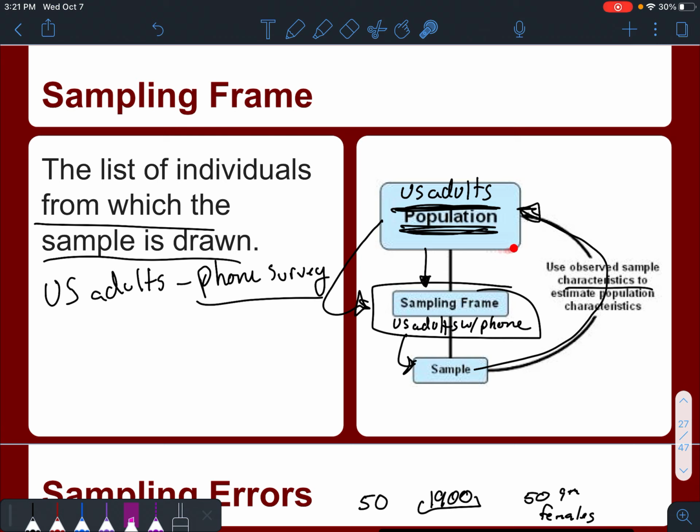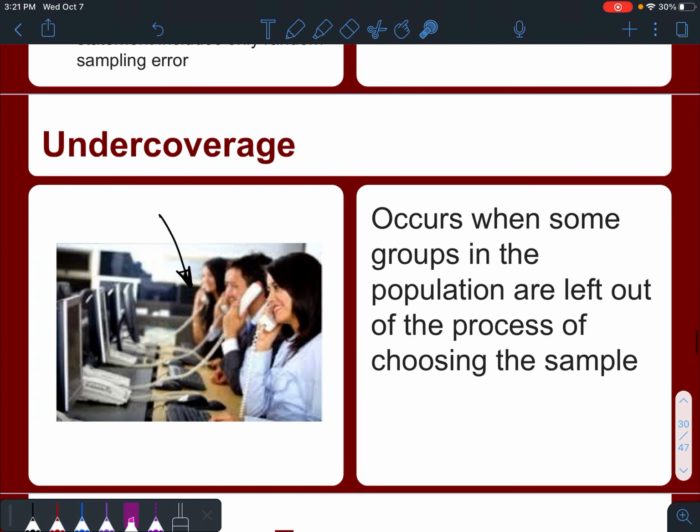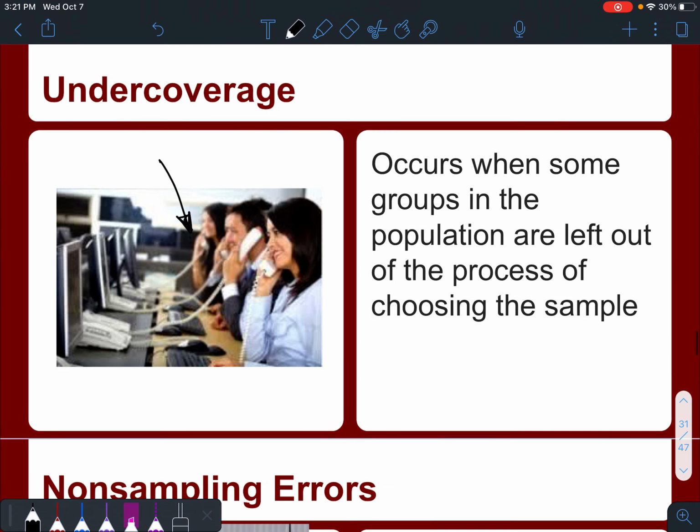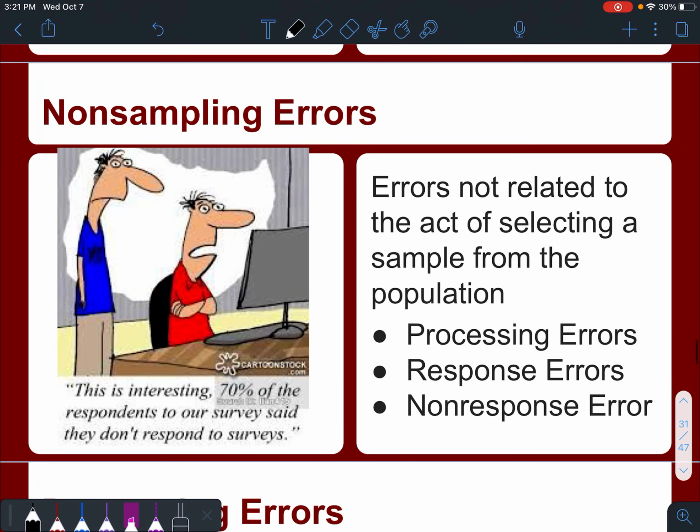We're leaving out people. If you look, this rectangle here is smaller down here. Now, not proportionally, but it's still going to be smaller. Our U.S. adults with a phone, you need to have a phone to take the phone survey. So when you look under undercoverage, who are we leaving out? People without phones. They're not going to be part of the survey. So that group in the population is left out of the process of choosing a sample. Non-sampling errors are errors that are not related to the act of selecting a sample. We've got processing errors, response errors, and non-response errors.